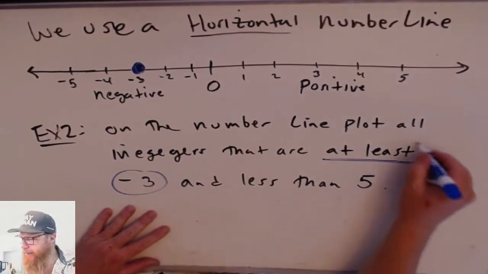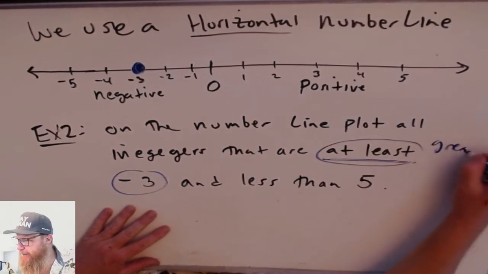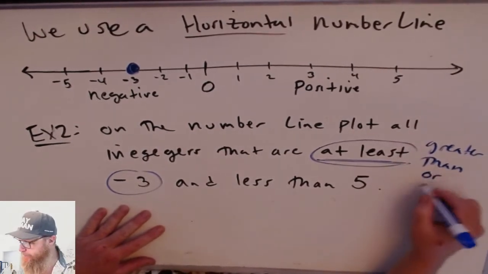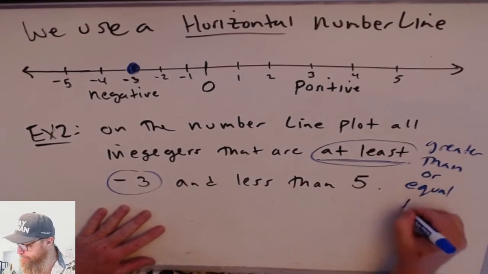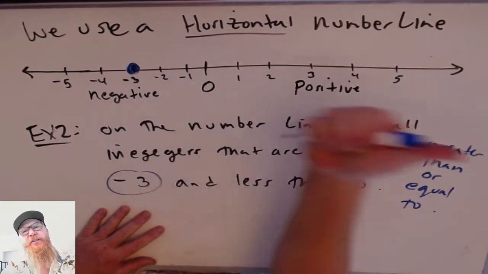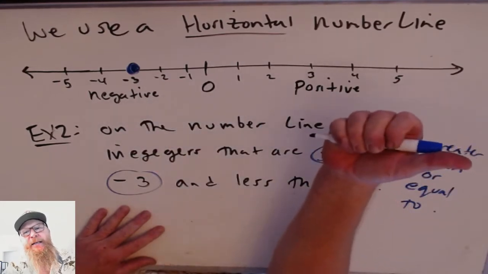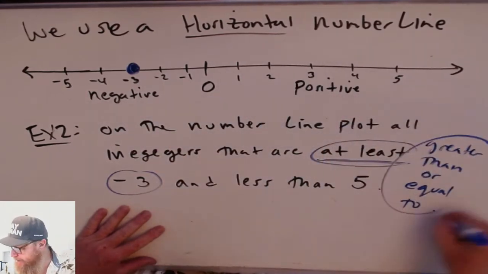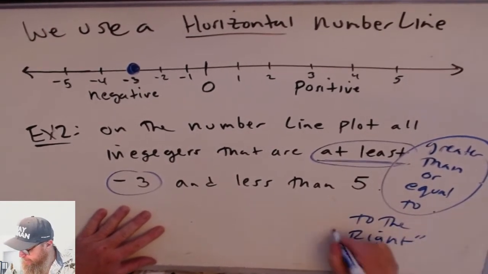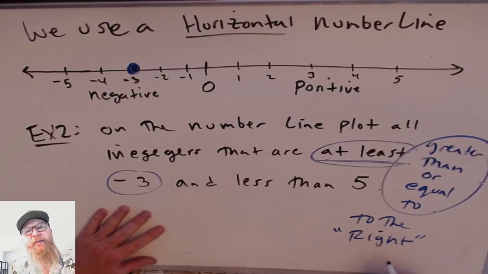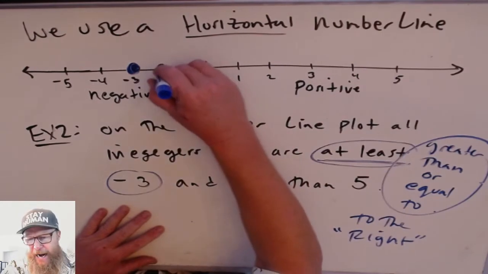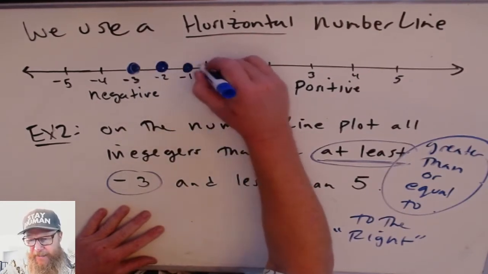And remember, at least means greater than or equal to. So we're going to plot all the integers that are greater than, which means to the right. Greater than means to the right of. So we are going to plot all of the points that lie to the right of -3. Only the integers.